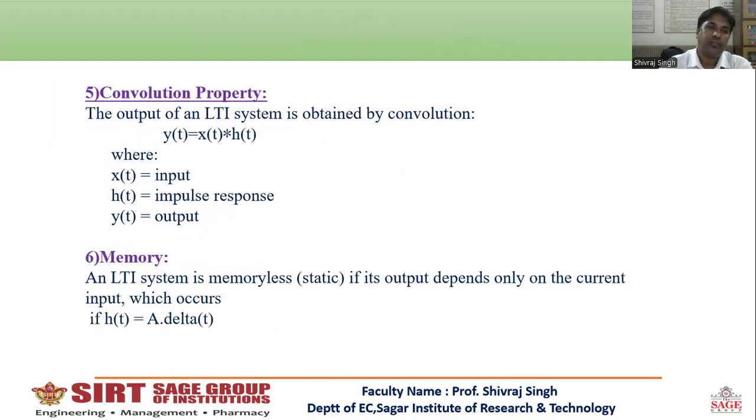And next one, convolution property. The output response of the LTI system is represented by the convolution of the input with h of t, that means the impulse response. Next one, memory. An LTI system is memoryless or static if its output depends only on the present input.